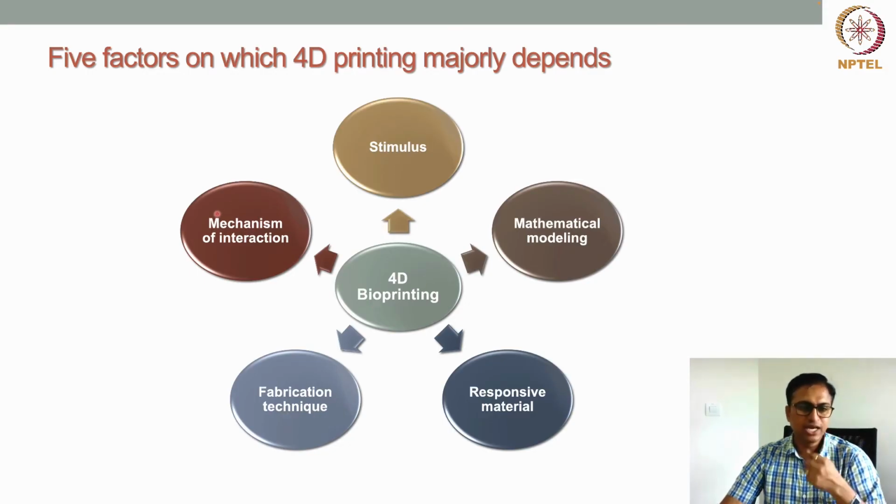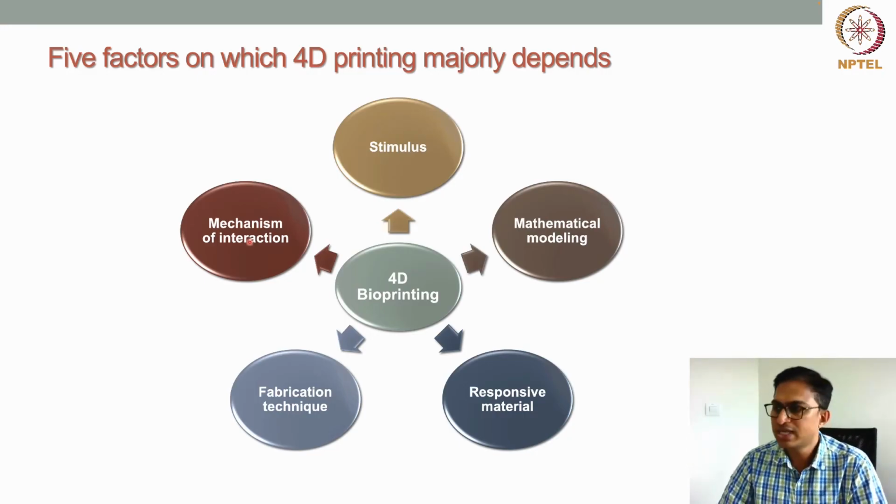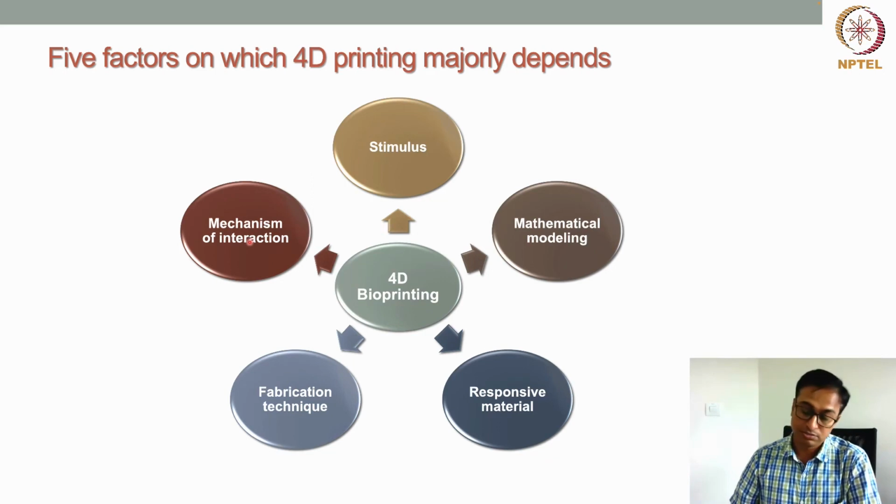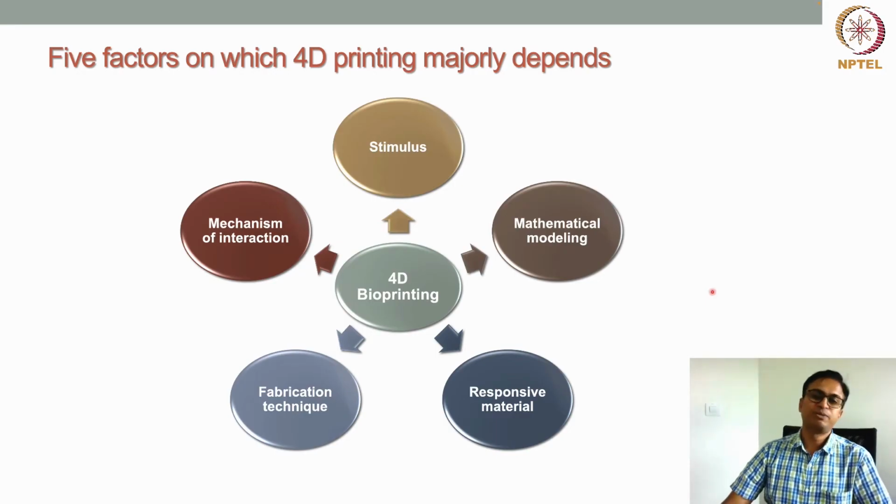The next is the mechanism of interaction. Now we need to understand this, so this can be one important factor. We need to understand what types of interaction can happen, suppose with the stimulus, or in case of self assembly or self accommodating process, what type of mechanism is possible. So 4D bioprinting can depend on the different types of interaction, and that also needs to be understood quite well. So these are all the 5 factors on which 4D printing mainly depends.